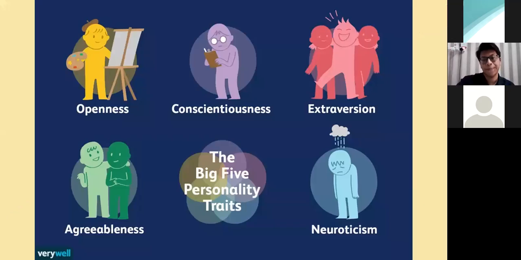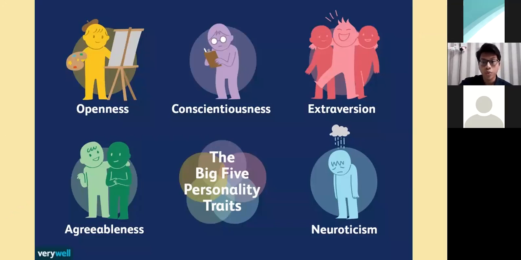Okay, next. So according to the model, there are 5 basic dimensions of personality, which are openness, conscientiousness, extraversion, often spelled as extroversion, agreeableness, and neuroticism. So you might find it helpful to use the acronym OCEAN when trying to remember the Big Five traits.